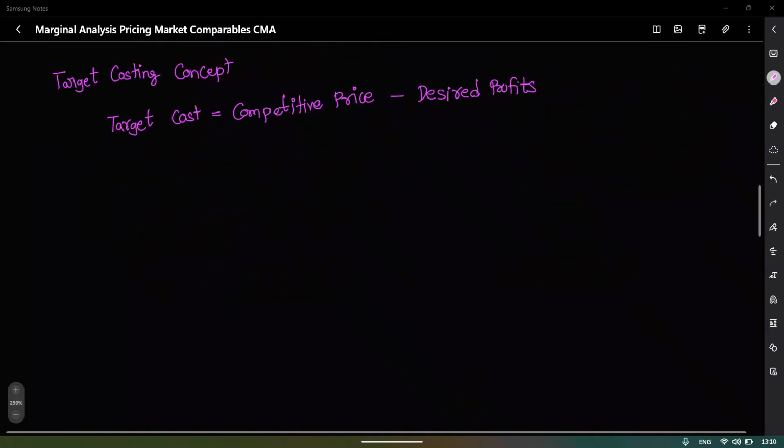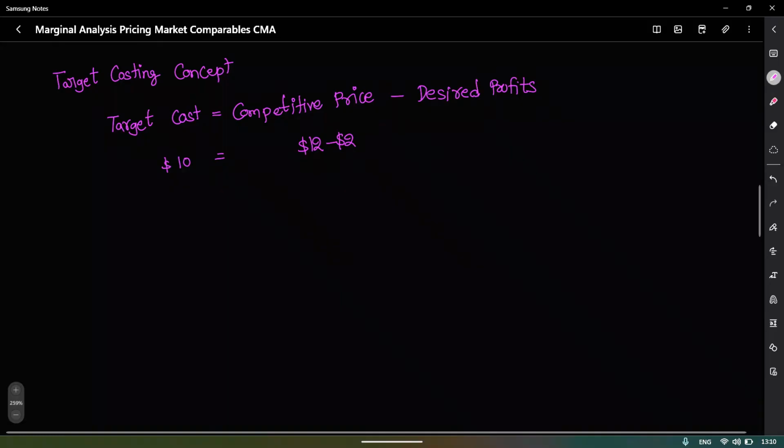The next concept is the target costing concept. Target costing means you are targeting the costing: your cost should be minimal, or lower than the cost you calculated. The cost should not exceed the target cost. The competitor price is $12, and the desired profit you are expecting is $2. So your target cost must be no more than $10.